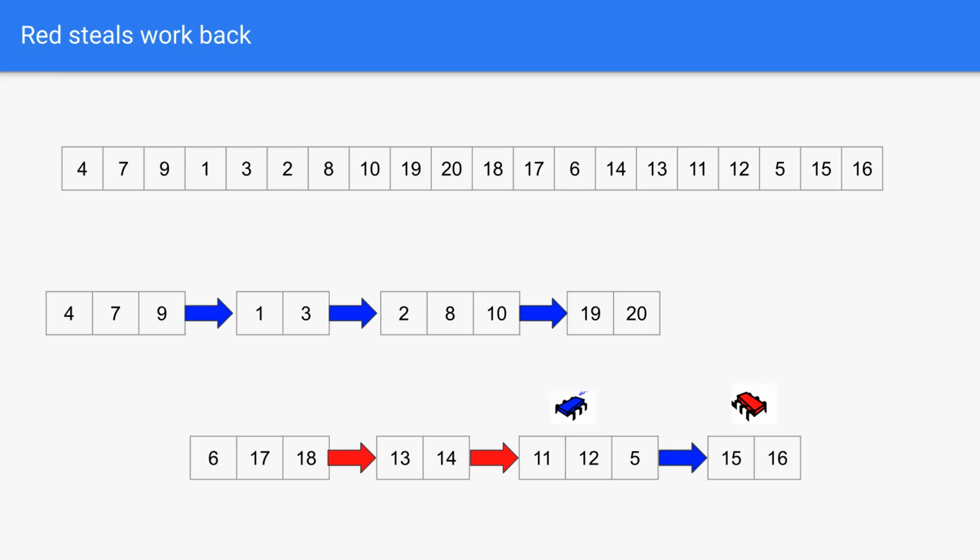Everyone is going to be working on their thing, but you also get really good cache performance out of this, because all the contiguous stuff, like the 4, 7, 9, 1, 3, is contiguous in memory, and most likely it's going to be mostly accessed by blue. So you don't get as many memory bottleneck issues. It has very nice cache qualities as well, which makes it really good for state-of-the-art performance.